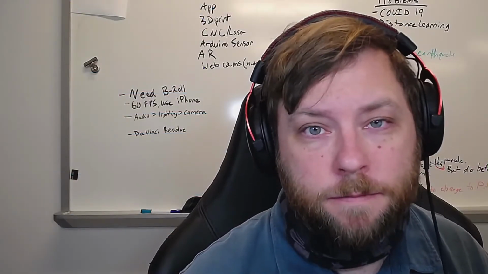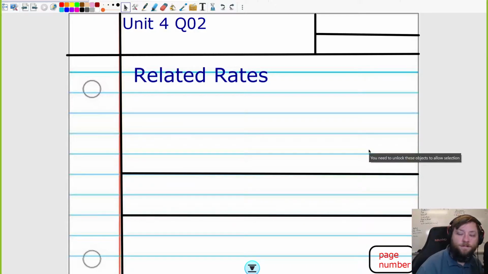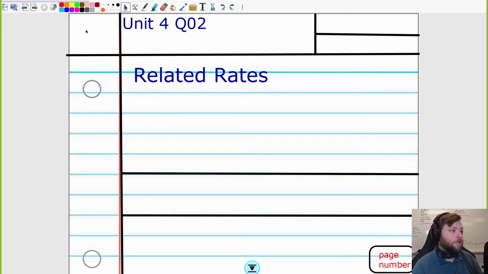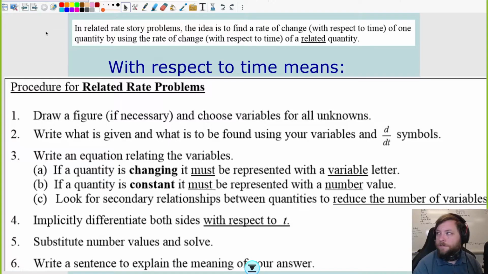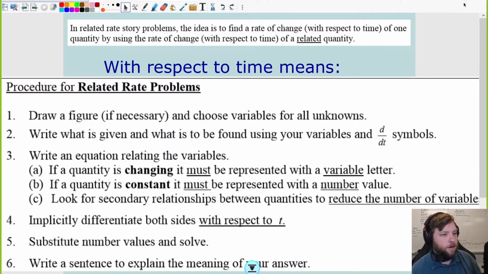Hello, everyone. Let's talk about related rates. What are we doing today? Interrupt me when you have questions. But here's how I kind of define this stuff. And this is some of my old notes.